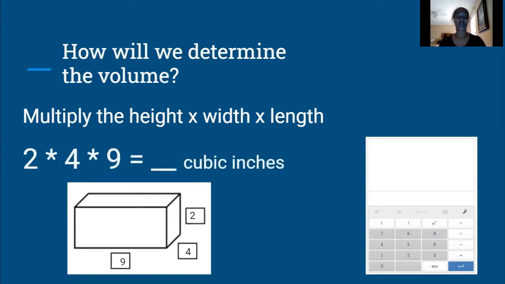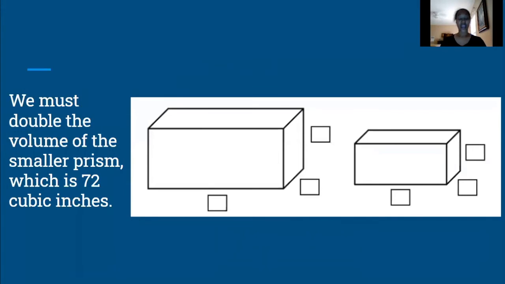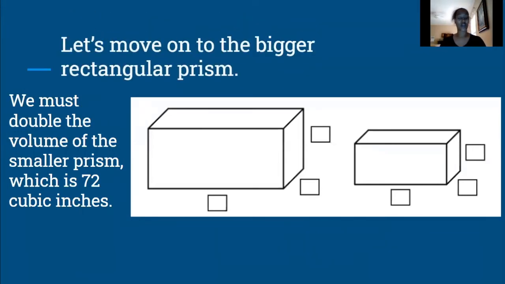And here's my multiplication sentence to make sure that I've written down the correct digits that are supposed to be in my problem. If you notice, I've also included the unit of measure. Don't forget that. So we've checked the problem. 72 cubic inches is the volume of my smaller rectangular prism. So we have that information, and now we have to move on to the larger one.